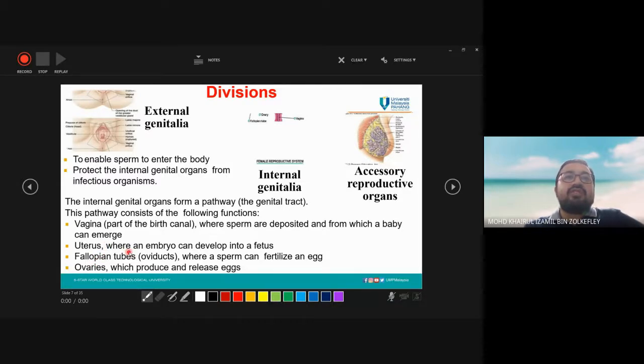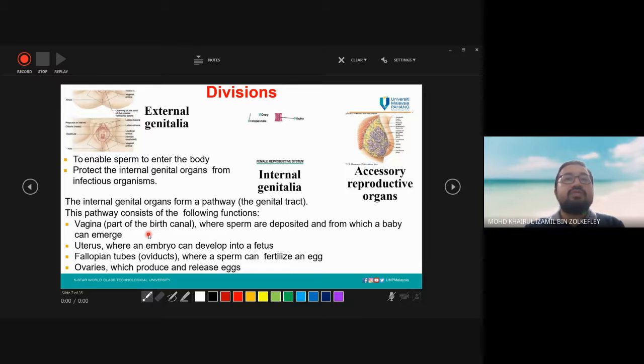And then we've got uterus, where an embryo can develop into a fetus. And when there is a fertilization, zygote is formed, and then embryo, fetus can be implanted at the wall of uterus. Okay. Then fallopian tubes, where a sperm can fertilize an egg.